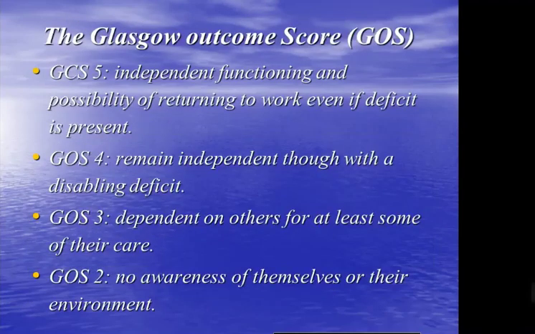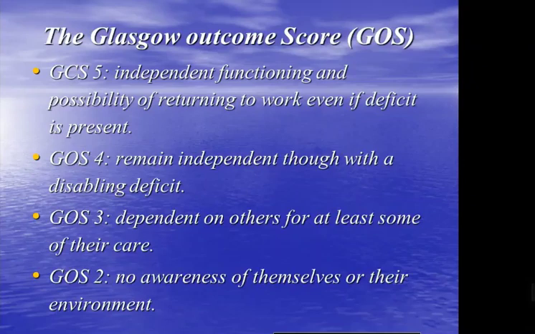Good recovery: the patient will be independent, functioning, with the possibility of returning to work even if a deficit is present. 4, moderate disability: the patient remains independent though with a disabling deficit, but can do his job. Severe disability with the score of 3: dependent on others for at least some of their care. And persistent vegetative state: no awareness of themselves or their environment.